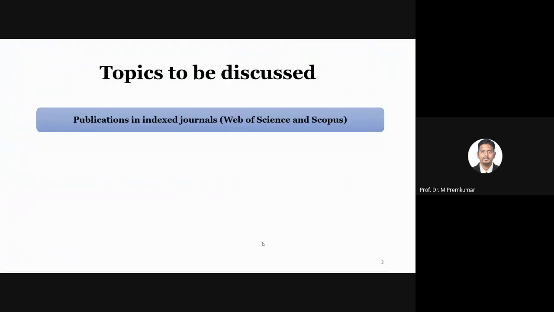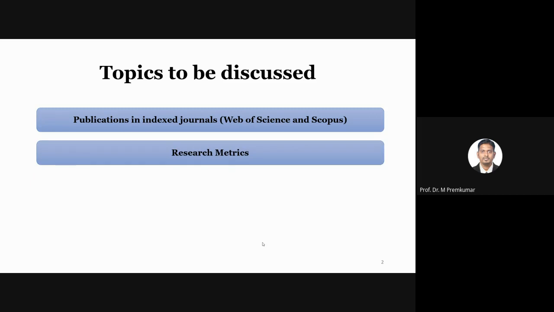These are the topics I'll be discussing today, like publications in indexed journals. Mostly everyone knows UGC CARE and Google Scholar. But when we talk about quality publication, we should know what Web of Science and Scopus are. So most of my focus is on Web of Science and Scopus, how to publish and how to focus on quality journals to publish your quality papers. So that's the first discussion.